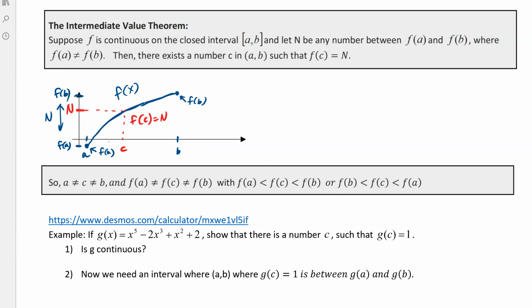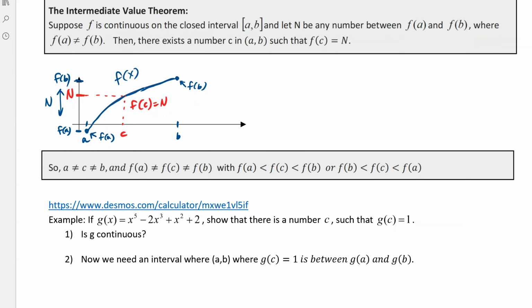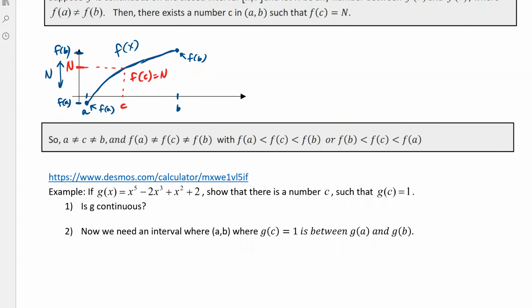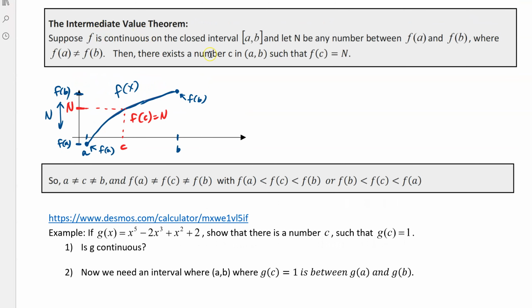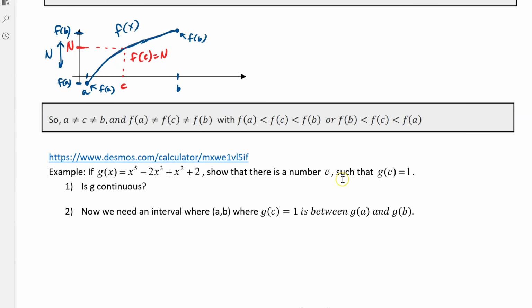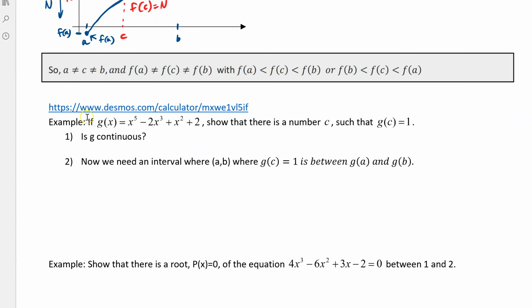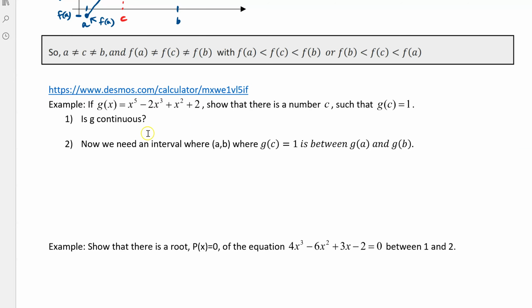So let me show you an example of this, and hopefully you'll see why the intermediate value theorem works. It just means that there's an intermediate value between the f of a and the f of b. Okay, so we're going to look at Desmos. I've already got the graph here. You can find this on my website as well.